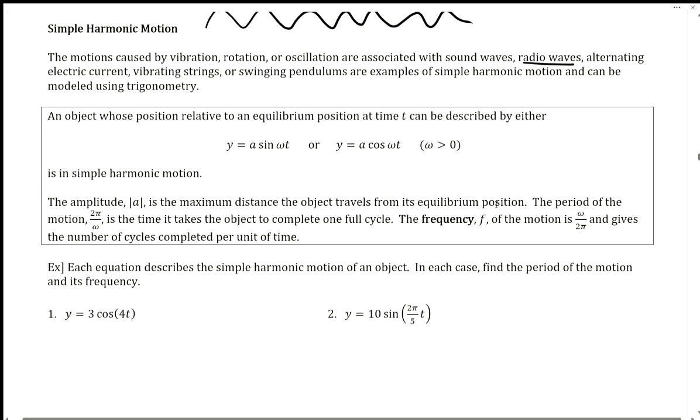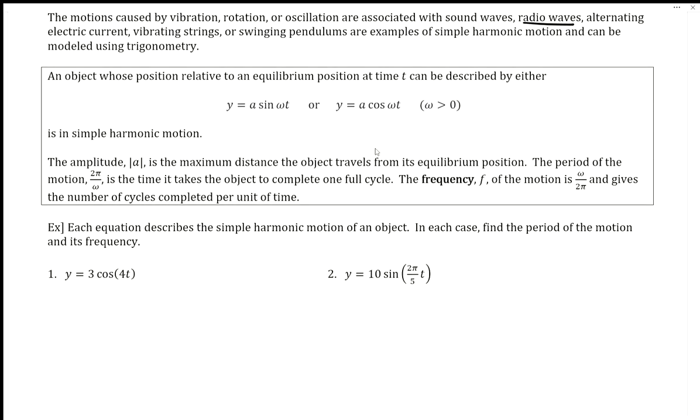The one thing that's new: they changed the letters with these problems, but it really is the same as what we have been doing. Little a is now capital A. They use omega, that curly W, and then t for time instead of x. Otherwise, simple harmonic motion usually involves a non-shifted sine or cosine graph.